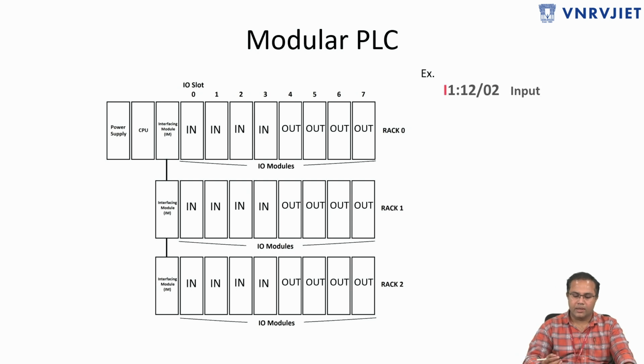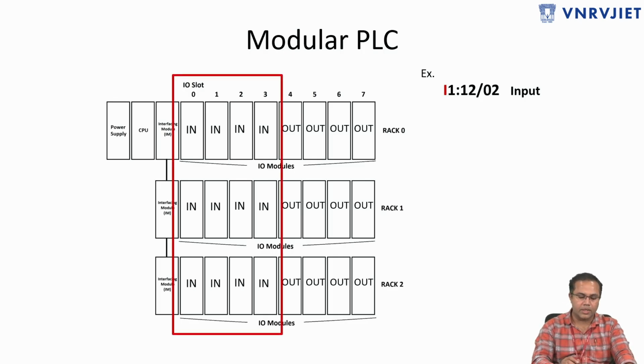Now coming to our address. So I is an input, which means our terminal will definitely belong to the first half of the module. Okay, so here I have highlighted that. So out of any of these racks, this terminal can be in any of these 3 racks. Okay, and for the next digit, it's again a numerical representation of the same.